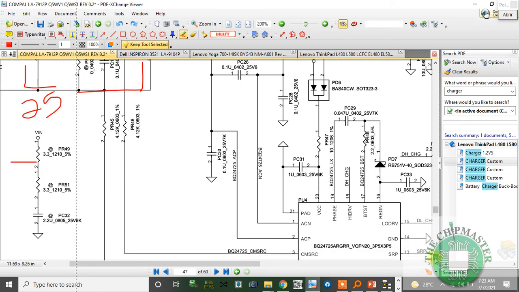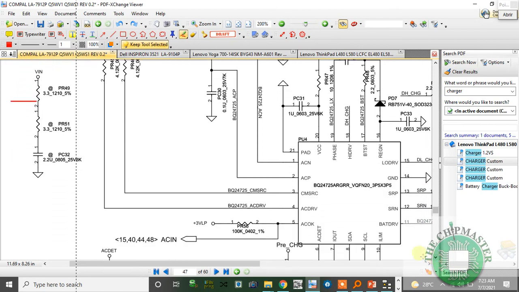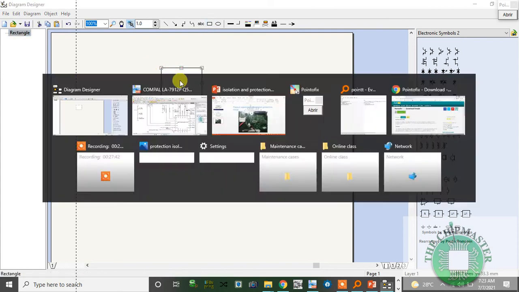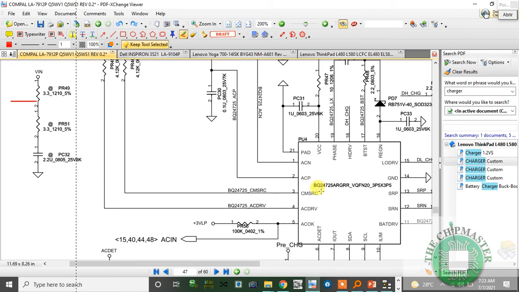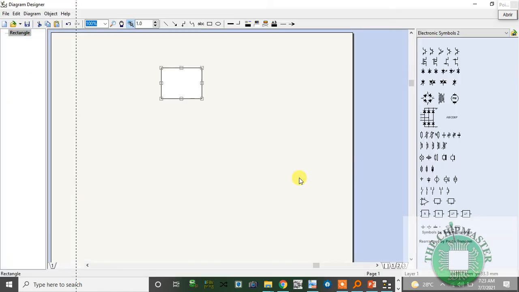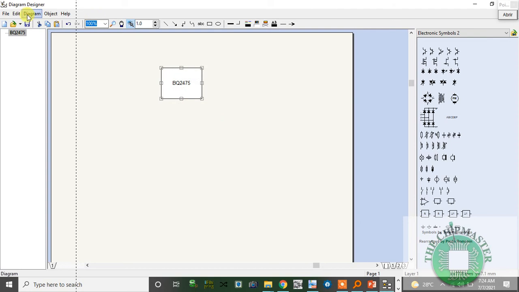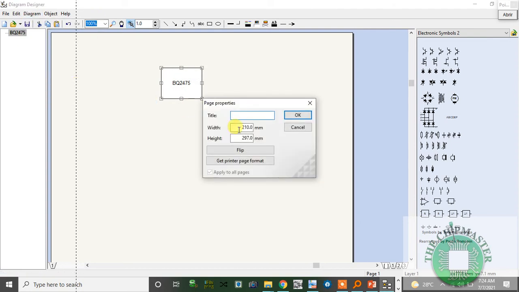This is a demo video, right? I'll just be brief. So let me go to the point to fix here, and I'll just sketch this out quickly. All right, so this is BQ2475. Let me extend the page here so I can get more room.